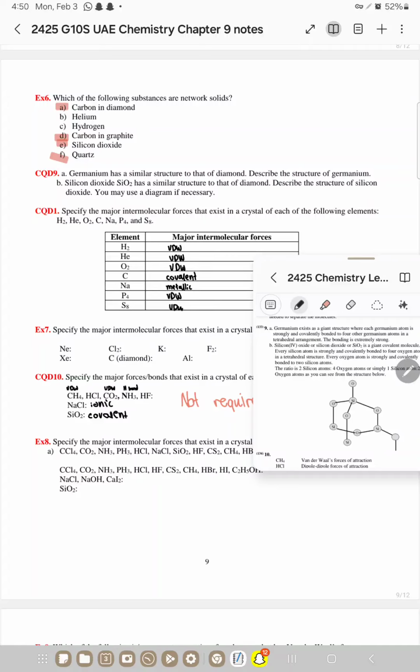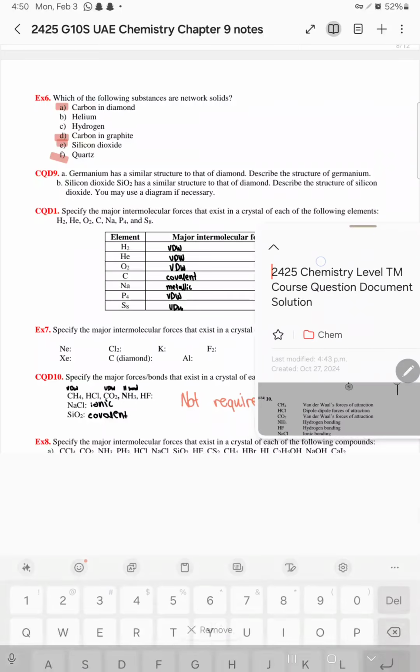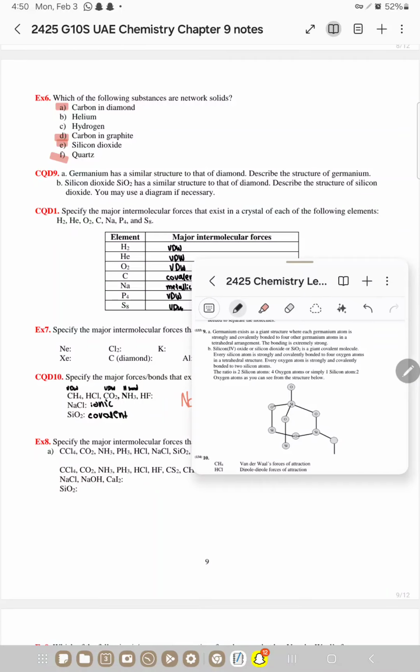And silicon dioxide, it's also similar to that of diamond, but it's not that similar because it's made out of 2 elements. Silicon dioxide is SiO2. So it's a giant covalent molecule where every silicon atom is covalently bonded to 4 oxygen atoms in a tetrahedral structure also, and every oxygen is strongly bonded to 2 silicon atoms. The ratio is 2 oxygen atoms for every 1 silicon.